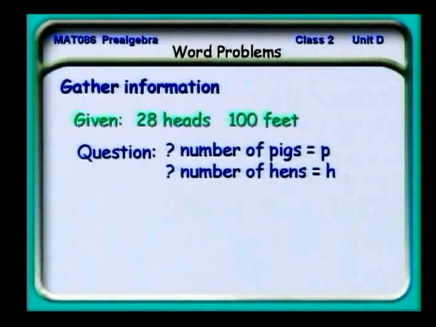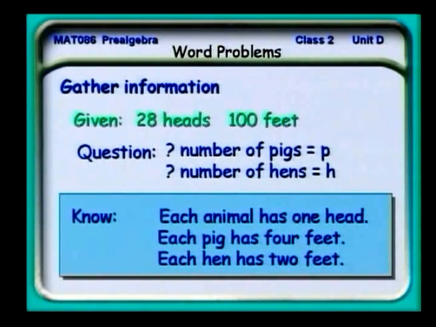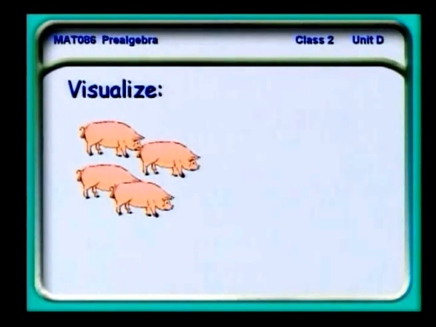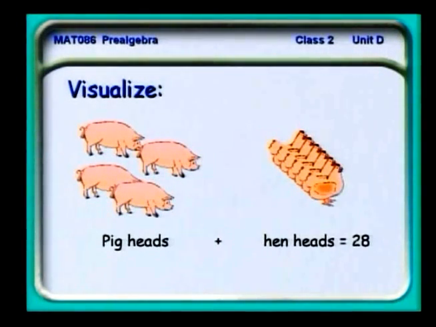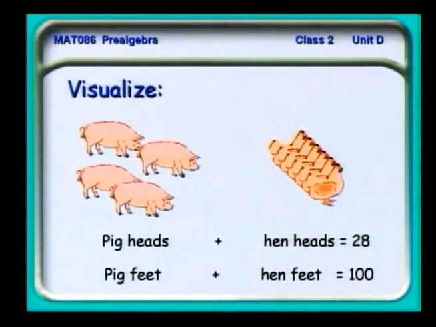And the question is, what is the number of pigs we have? And we'll call that P. And what's the number of hens we have? Call that H. And we know, as I said before, that each animal has 1 head, a pig has 4 feet, and a hen has 2 feet. Let's try to visualize this. Here come the pigs, and we can count pigs' heads, see the 4 feet. Here are the hens walking in backwards. We know that the pig's heads plus the hen's heads, if we count heads, we get 28, and if we count feet, we get 100.